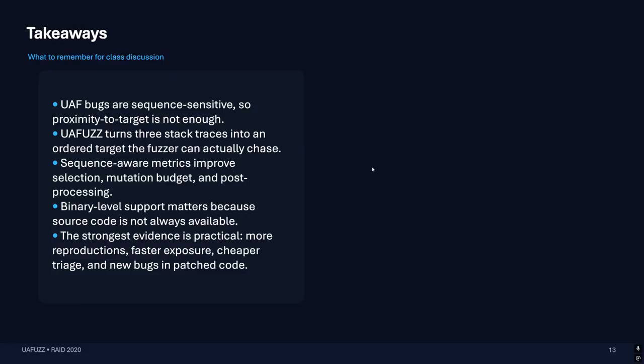We've got some takeaways. I think the main takeaway from this paper is that it does succeed. That's the end all be all, and that a UAF is not just about reaching one dangerous function or crash site. It's about replicating the chain of events overall. So UAFuzz builds that idea into the whole system. It changes how the target is represented, how progress is measured, how seeds are prioritized, how mutation efforts are assigned, and how candidate inputs are triaged.